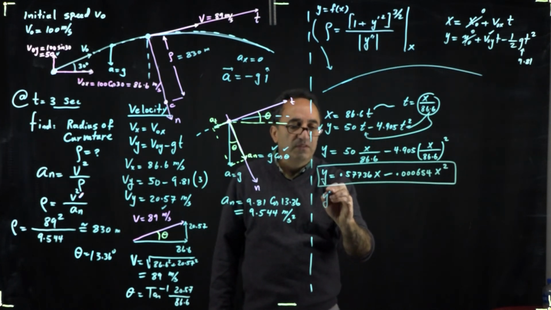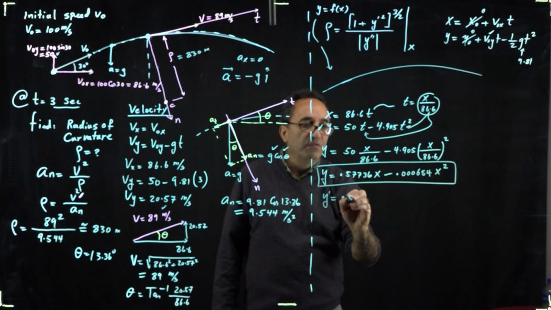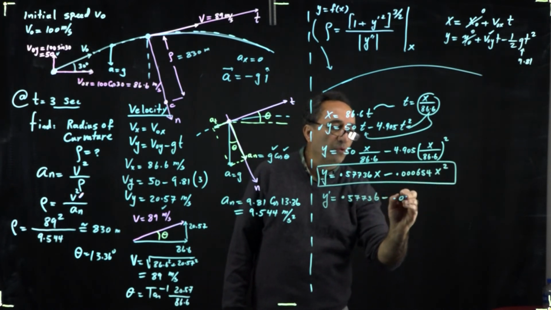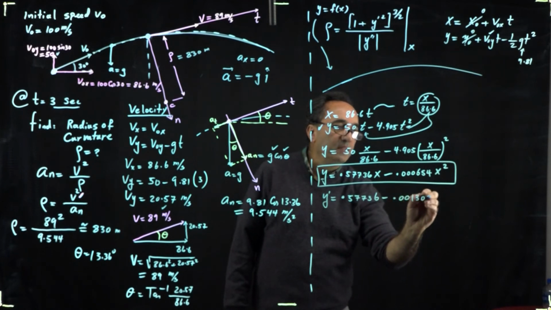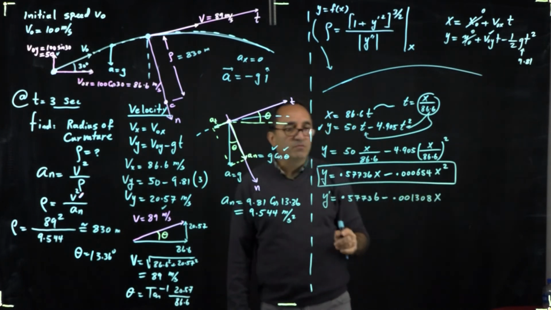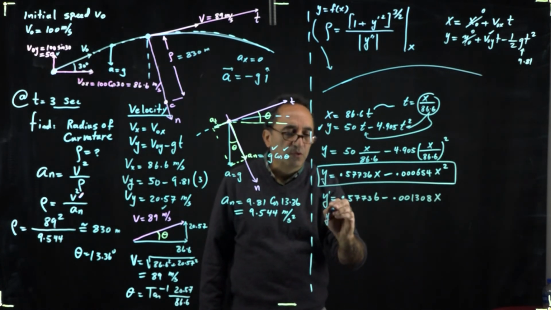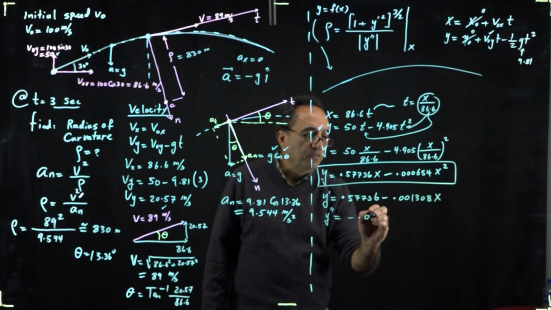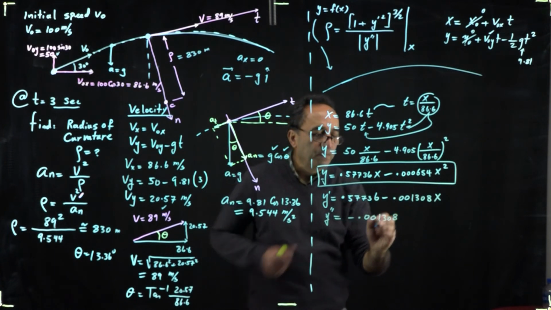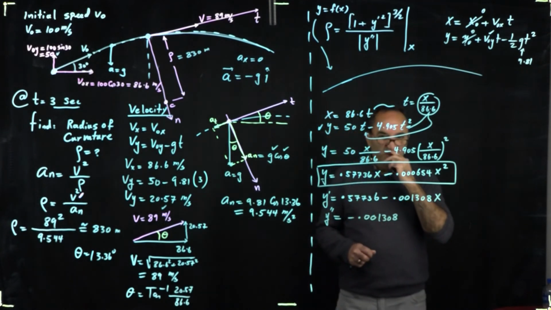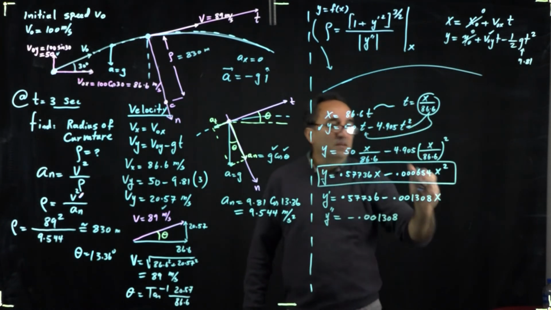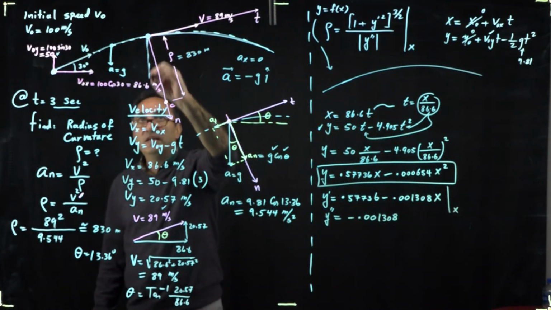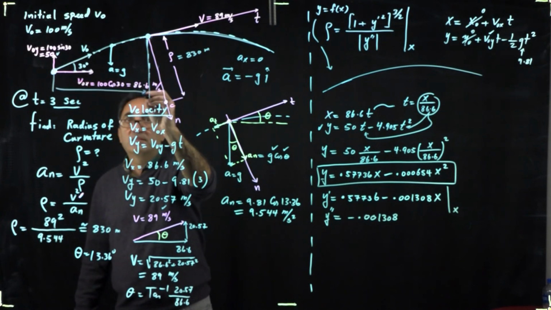So I need the first derivative. That would be 0.57736 minus 2 times that, which would be 0.001308 x. Then let's do the second derivative too. The second derivative is just minus 0.001308. Now, before we put this in here, let's plug in the x at t equal 3 seconds. So what is the x at t equal 3 seconds? That's the question.